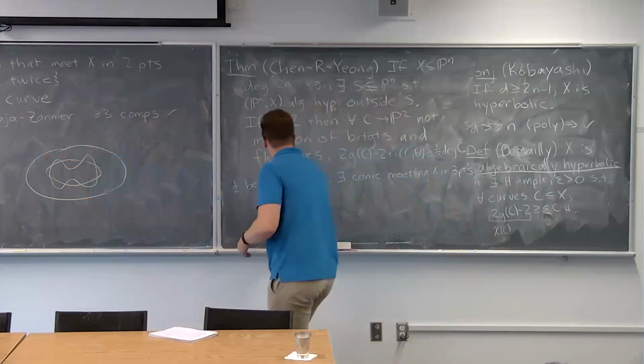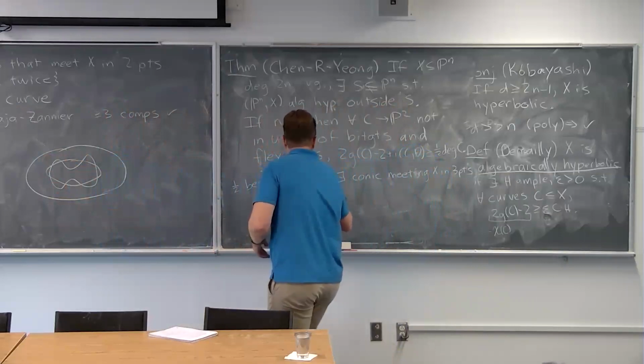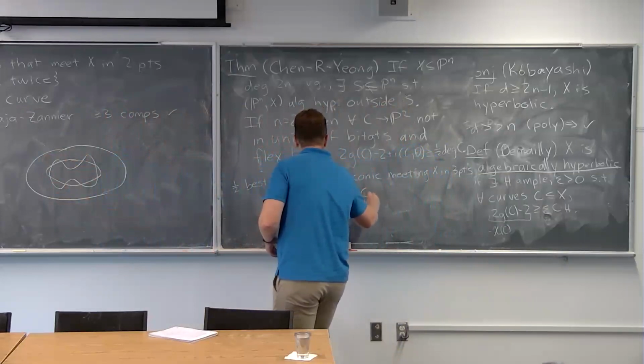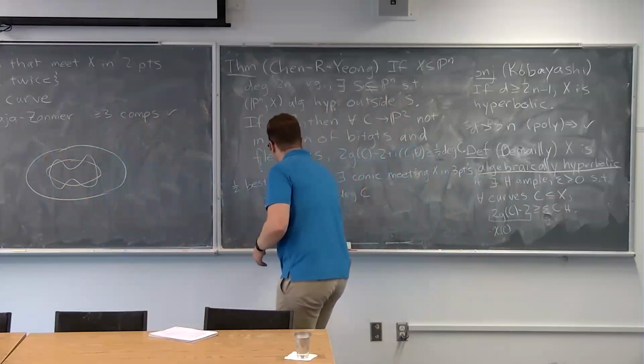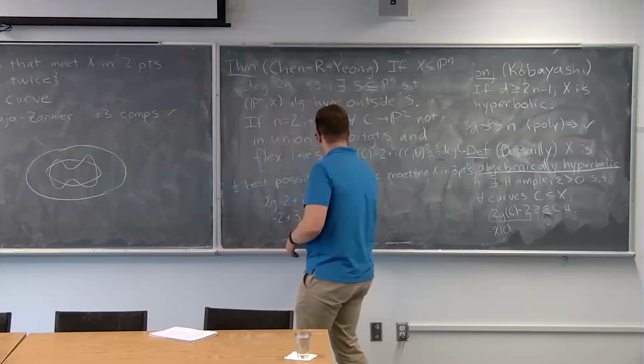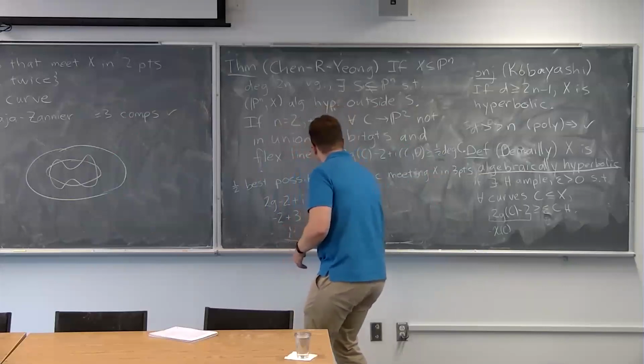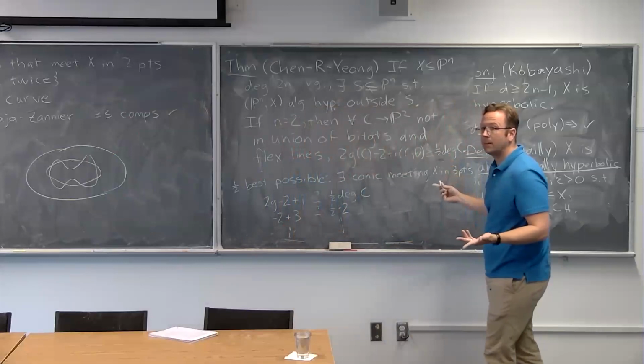Let's work out what 2g minus 2 plus I is for this one. And we're trying to compare it to 1/2 times the degree. Well, 2g minus 2, that's negative 2, since the genus is 0 for a conic. And the number of points is 3. And we're trying to compare this to 1/2 times the degree, which is 2. And so this is 1 and this is 1. And so this inequality is sharp.